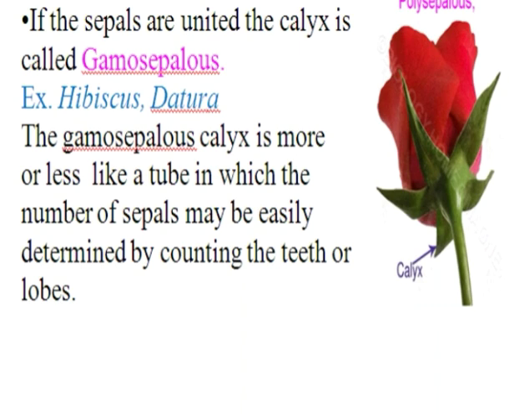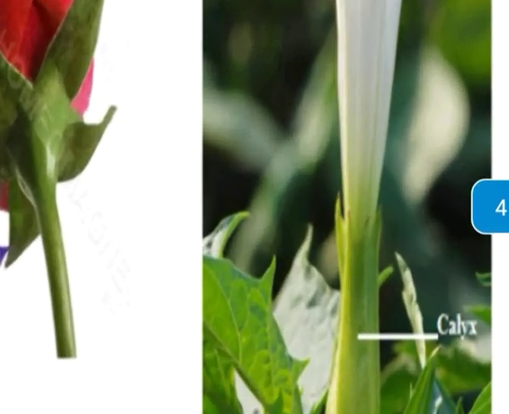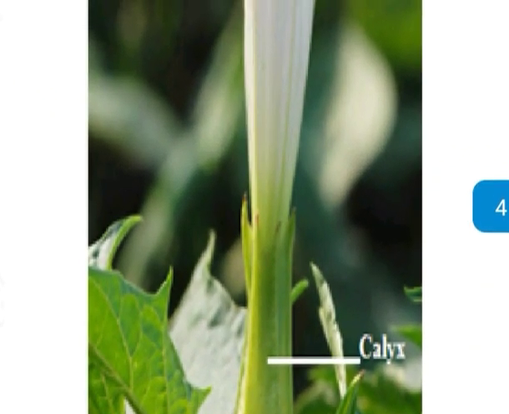The gamosepalous calyx is more or less like a tube in which the number of sepals may be easily determined by counting the teeth or the lobes. You observe the teeth of the lobes and you can count the number of the sepals.